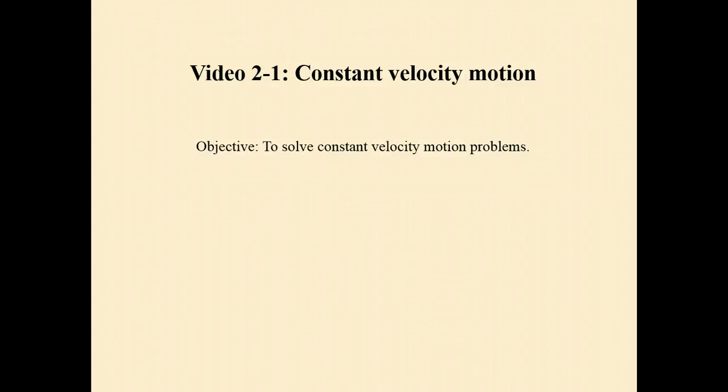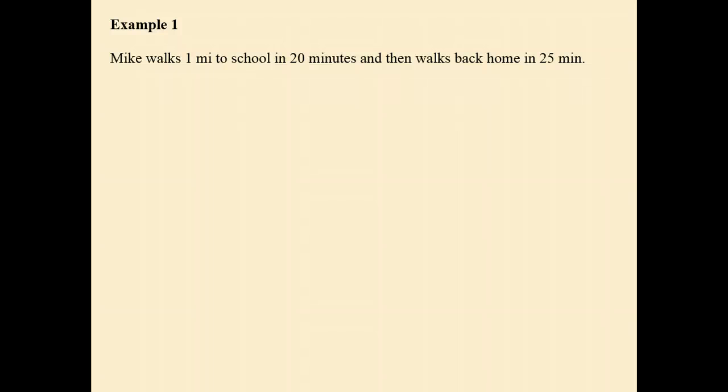These are the video notes for section 2.1, constant velocity motion. Let's start with our first example. Mike walks 1 mile to school in 20 minutes and then walks back home in 25 minutes.